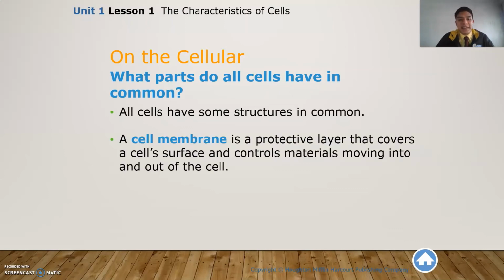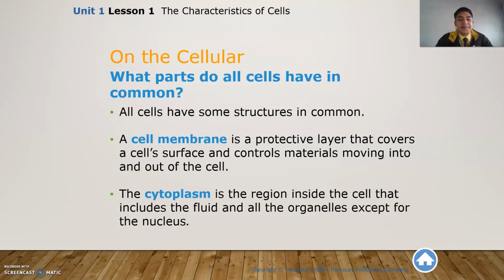A cell membrane is a protective layer that covers a cell's surface and controls material moving into and out of the cell. Let's imagine that right over here, this is a cell, supposedly. It's my alcohol. So the plastic is going to be the cell membrane. It is going to store all of the water or all of the components inside of the cell. And of course, through this plastic, some materials can come out and some other materials can come inside.